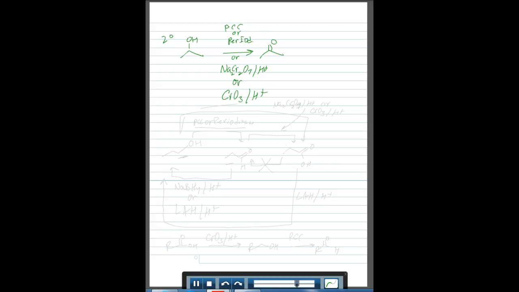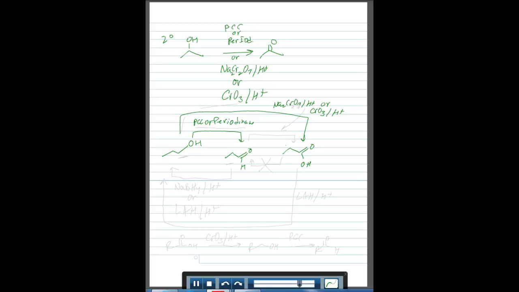So let me show you a little chart that I'd like to do. This kind of chart is going to summarize oxidation and reduction all in one step. So if you want to go from an alcohol to an aldehyde, you either use PCC or periodinane. All right. If you want to go from the alcohol to a carboxylic acid, you add Na2Cr2O7 in acid, or you can add CrO3 in acid.